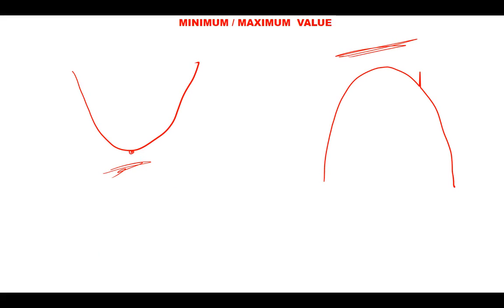At this point where the quadratic equation is turning, we call this point a turning point. Sometimes it's called a stationary point. So this one is called a turning point, and this same point is the one that we call the minimum value. Okay.